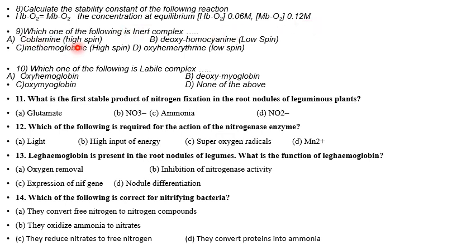Number 9. Which one of the following is inert complex? Inert complex is kinetic. Is it cobalamin in high spin state, deoxyhemocyanin in low spin state, methemoglobin in high spin state, the metal ion in high spin state, or oxyhemerythrin in low spin state?